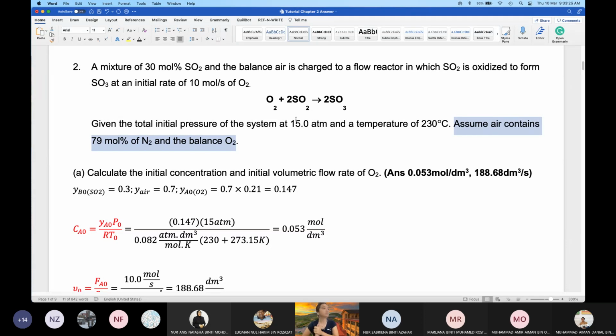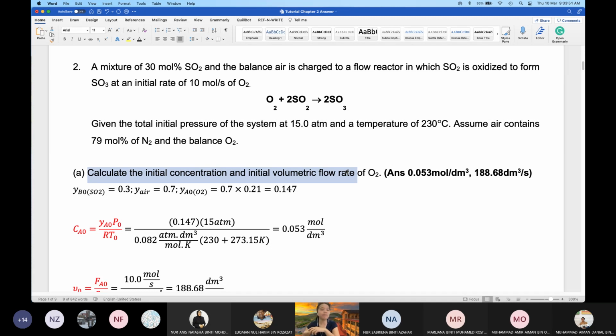Okay, done. Right, so now they say the question, calculate the initial concentration and initial volumetric flow rate of oxygen gas. Okay, dia nak tahu CA0, O2 is our A, right? So dia nak tahu CA0 dan epsilon naught. Okay, so they want to find CA0 and epsilon naught. Okay, so again, same concept.